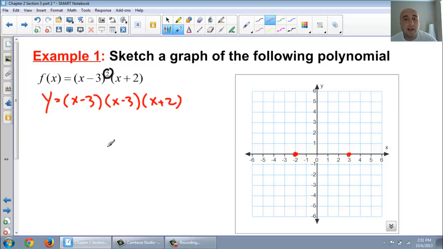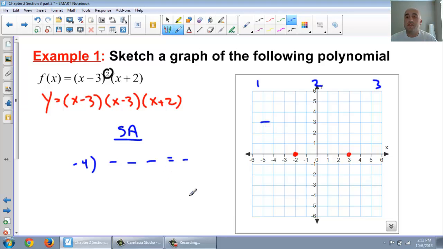Okay, so now we have to do our sign analysis. Remember, we have zones here. We have 1 zone, 2, and now we have 3. Give me a number to the left of negative 2. Let's just try negative 4. Negative 4 take away 3 is negative. Negative 4 take away 3 is negative. Negative 4 plus 2 is negative. 3 negatives, negative times a negative times a negative equals a negative. So in this portion right here, it's going to be a negative.